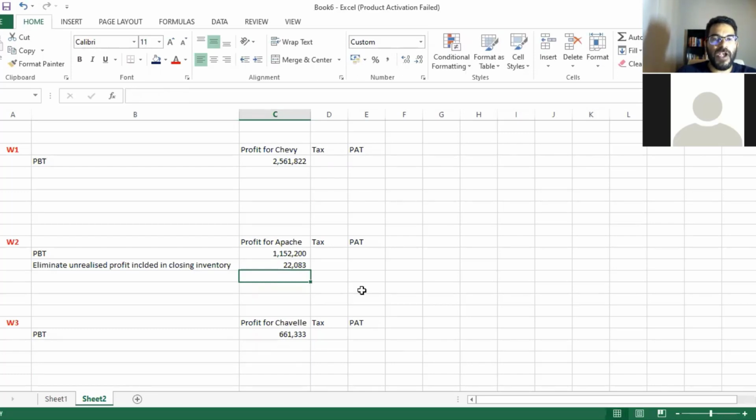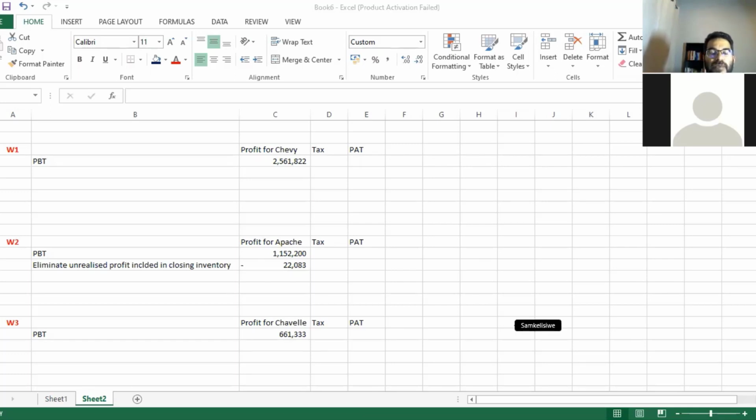Now remember, we want to eliminate the profit. We currently have that profit, we don't want it, we want to remove it. By removing it from profits, profit is going to decrease, so therefore we make it negative. So that is accounting for the unrealized profit in closing inventory.